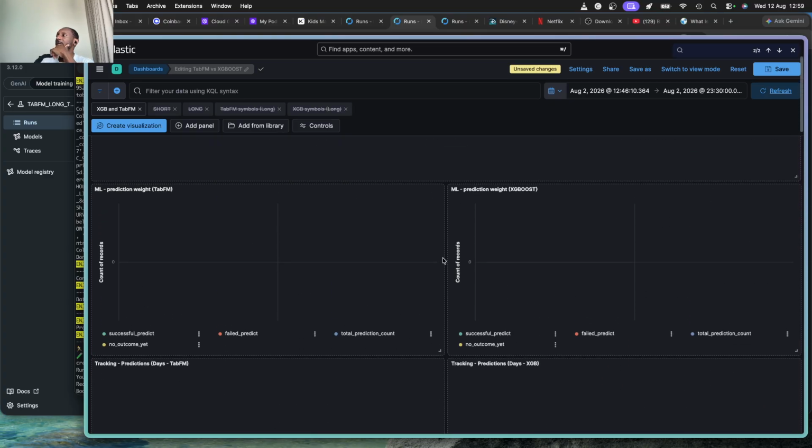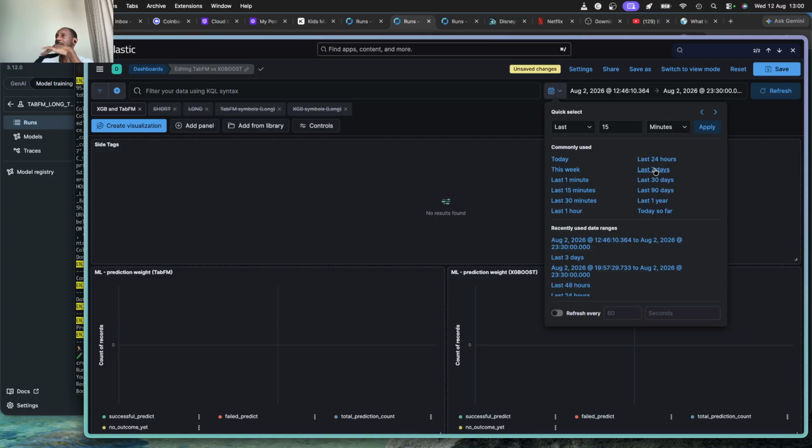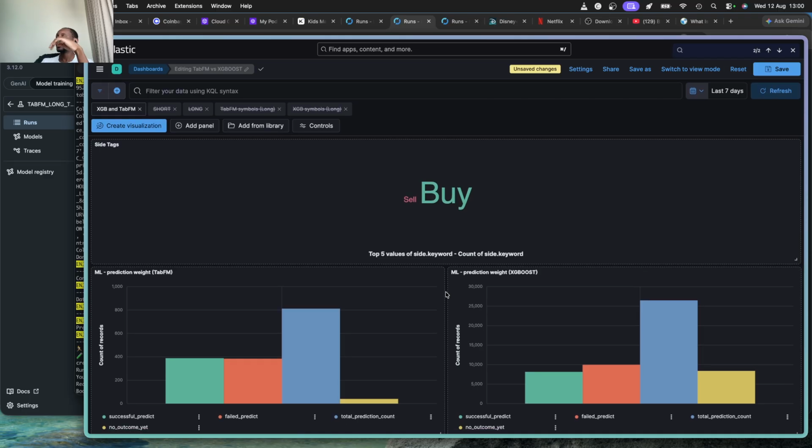Okay, cool. I've been running this for, I think, 3 days. So I'll just do 7 days, but it will pick up to 3 days. So far, I'll be running this for like 30 days, but let's see how it's doing so far. This is what I was talking about. That's how things look.